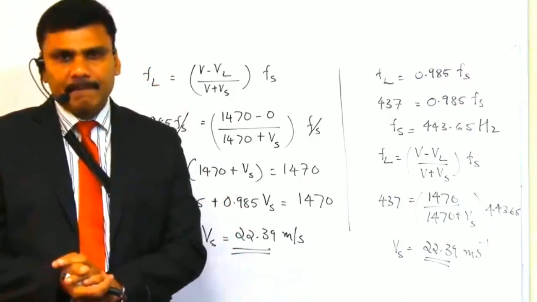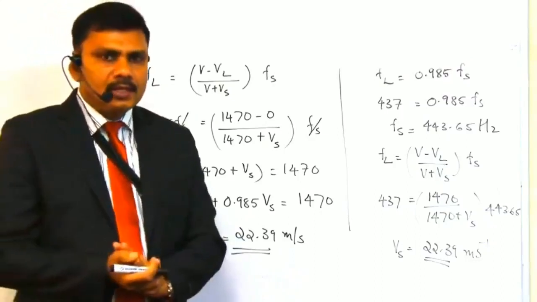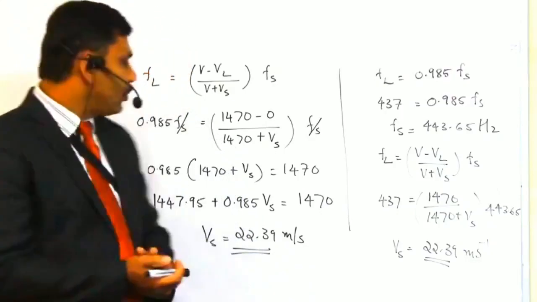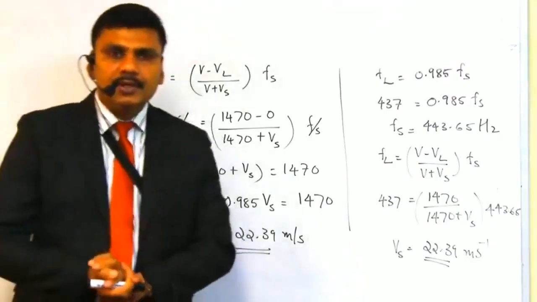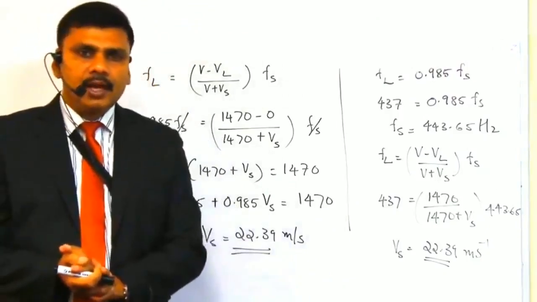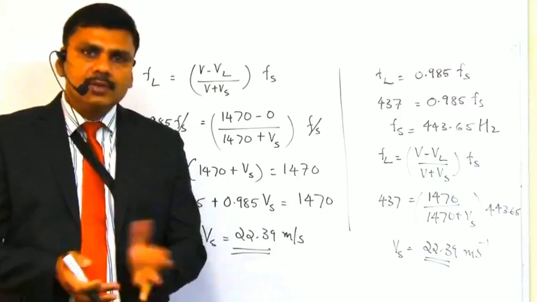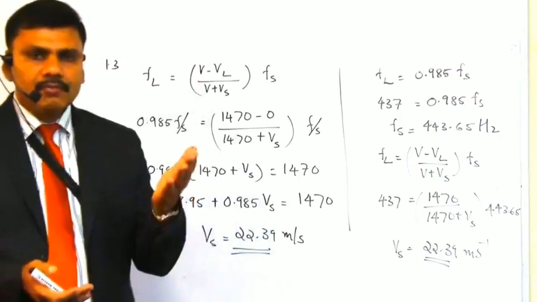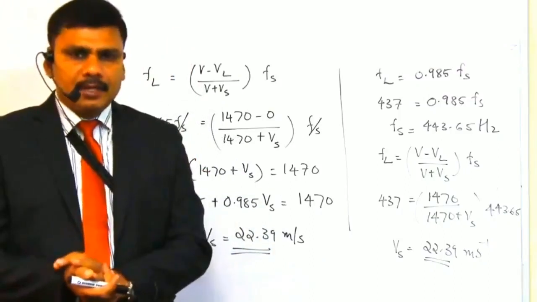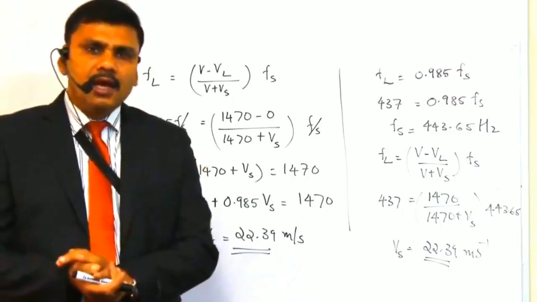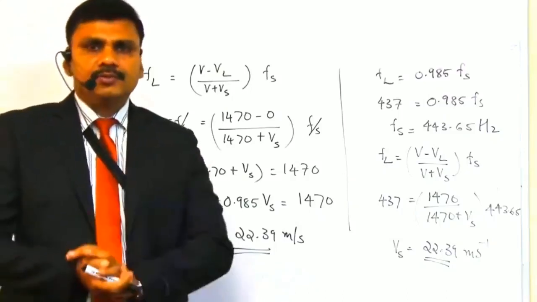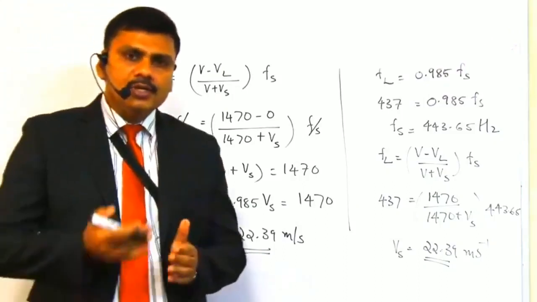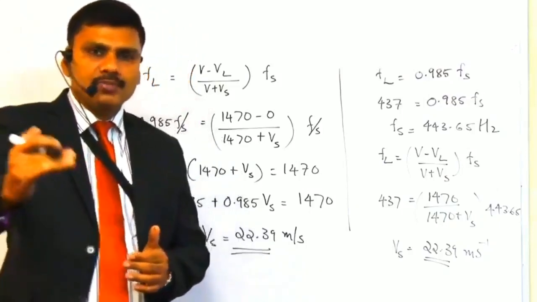The second question is whether the ship is moving towards the submarine or away from it. Did you notice that the frequency detected by the submarine is 0.985 times the frequency produced by the ship? That means the frequency detected by the submarine is less than the actual frequency of the source. So the source is moving away from the observer.